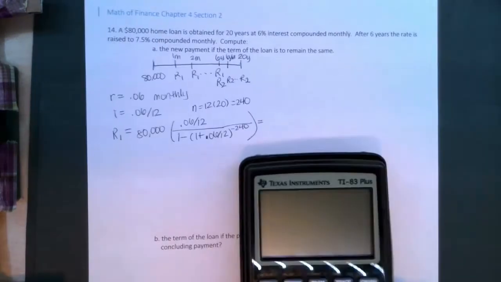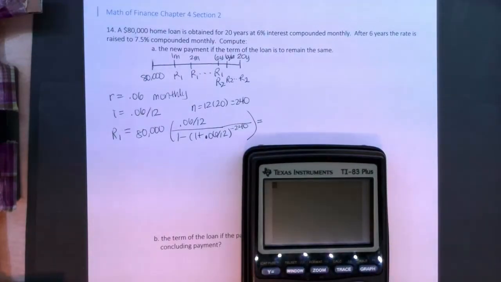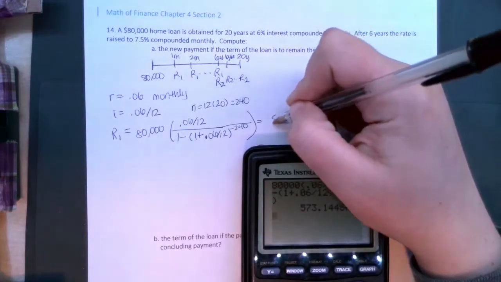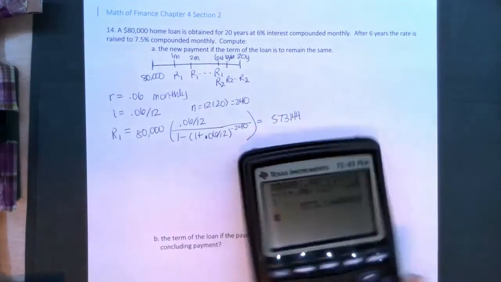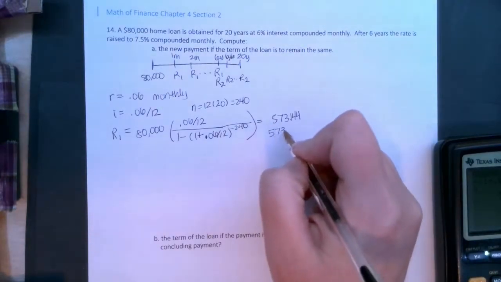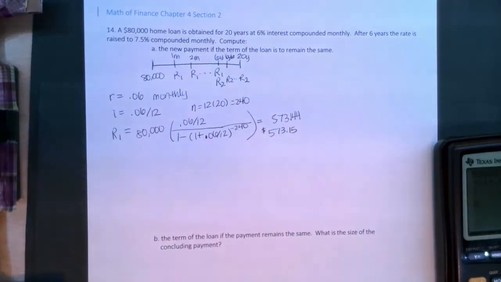So when we put this all in, it's going to look a little different on our calculator. We do our 80,000 times our numerator 0.06 over 12, and then we divide that by our denominator 1 minus, and then second the parentheses 1 plus our I 0.06 over 12, to the negative 240. So we get $573.15, because we get 0.44. So again, we're going to round up because it's a payment, so 15 cents.